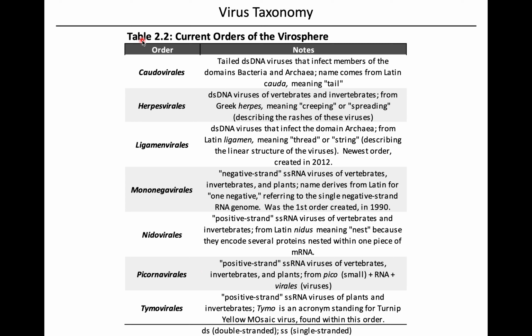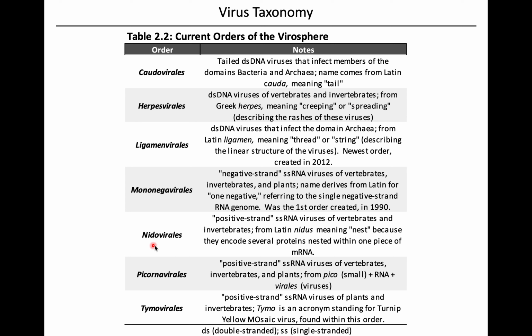All right, so I mentioned orders were the most broad classification, and here are the current documented orders of viruses. I'm not going to go through them all, but I might throw 1 or 2 of these out on a test. But you can see in the notes here they're always mentioning, okay, what kind of genome do they have? What kind of host do they infect? Is it plants or animals?